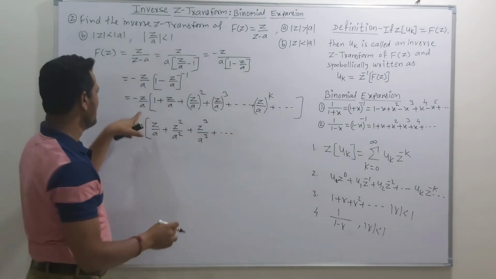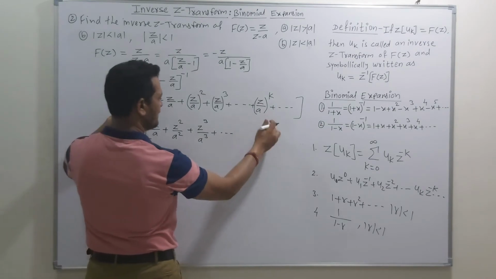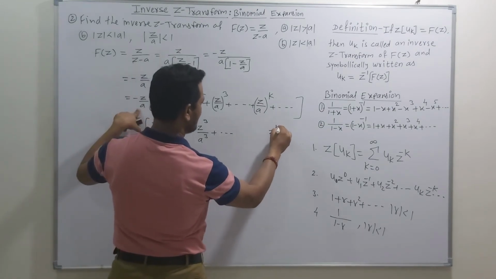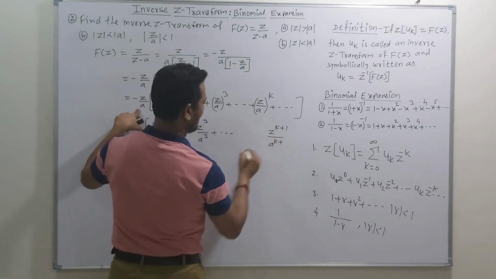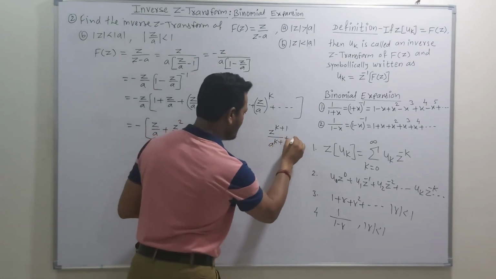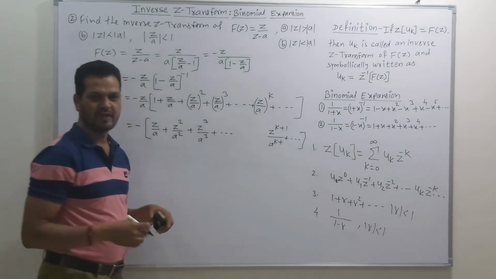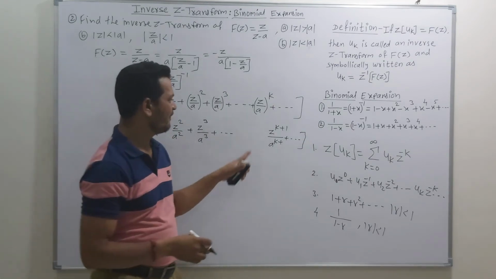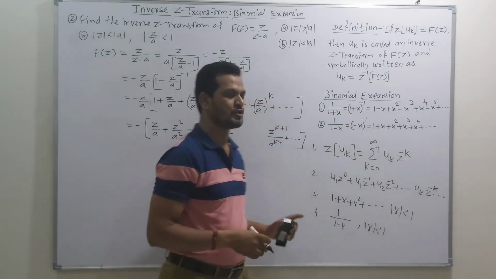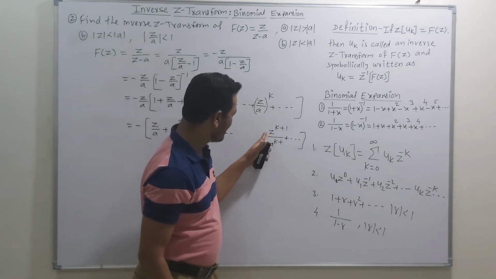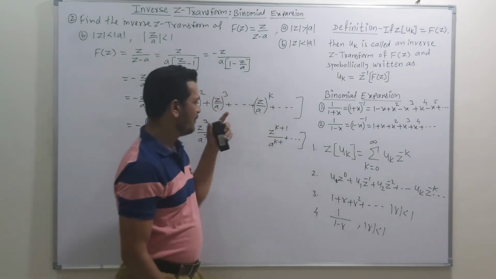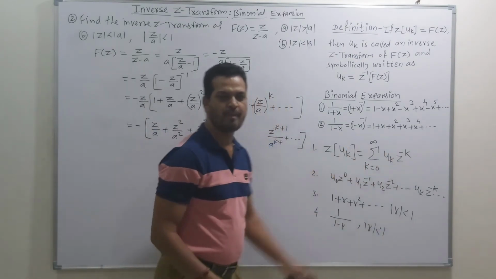So now friends, if we multiply this z upon a to this term, then we get this as z raised to k plus 1 upon a raised to k plus 1 and so on. So we get such type of term. But friends, our interest is to get the value of z raised to minus k coefficient. So we may adjust the minus or plus sign, but here power of z is z raised to k plus 1 and our interest is to get the value of z raised to minus k.